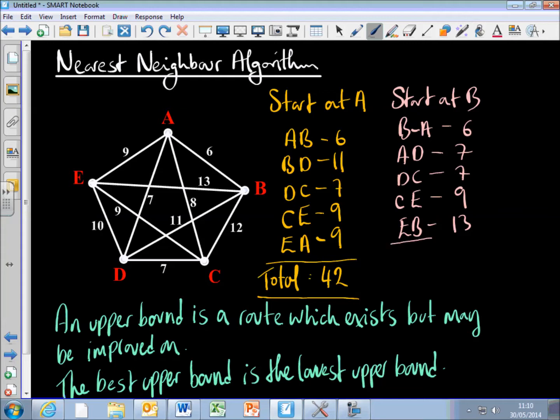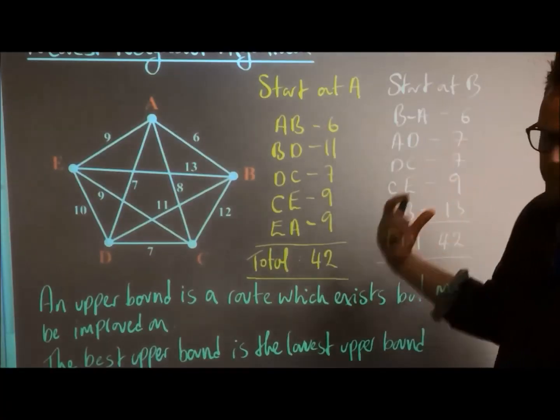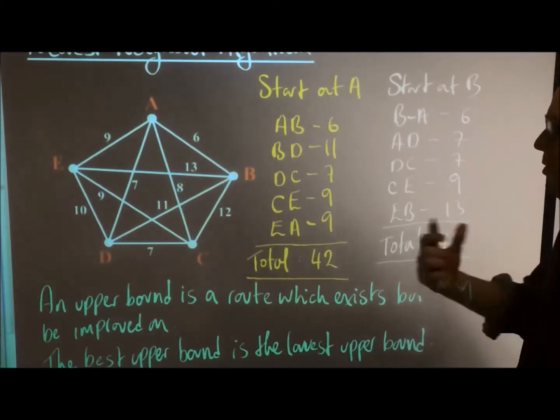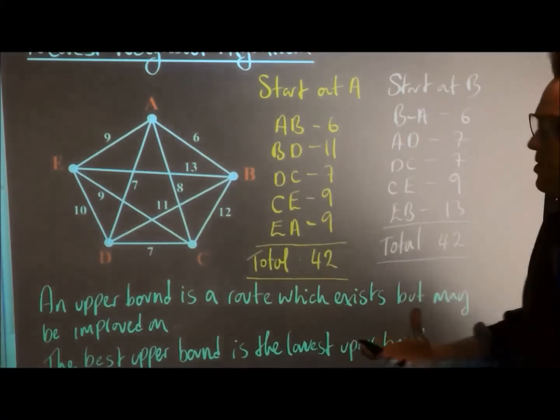And I'm going to add these up. I've got 6 add 7 is 13, add 7 is 20, add 9 is 29, and then I'm going to add 13, and I get 42. So still, the best upper bound I have is 42. Okay. Again, it's a route that exists because I've done it, but it might not be the best route. I'll have to just keep going.